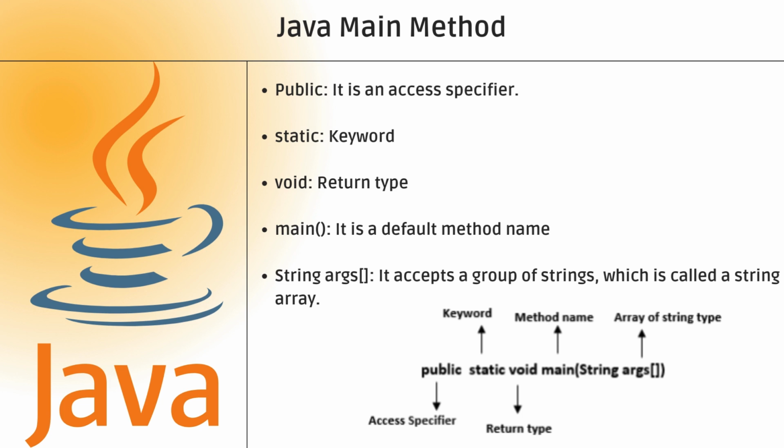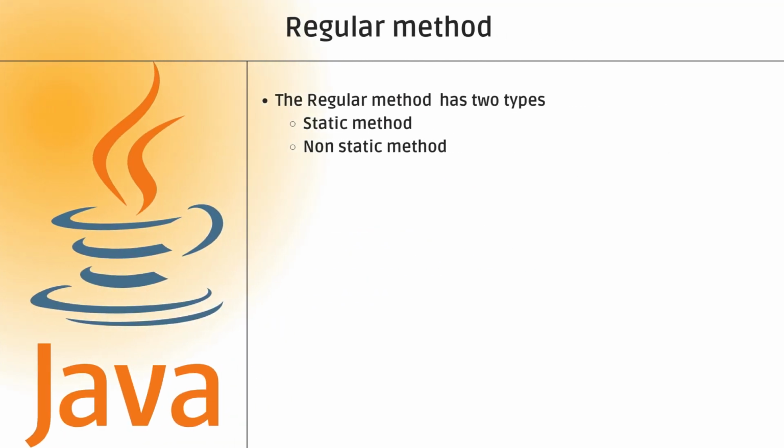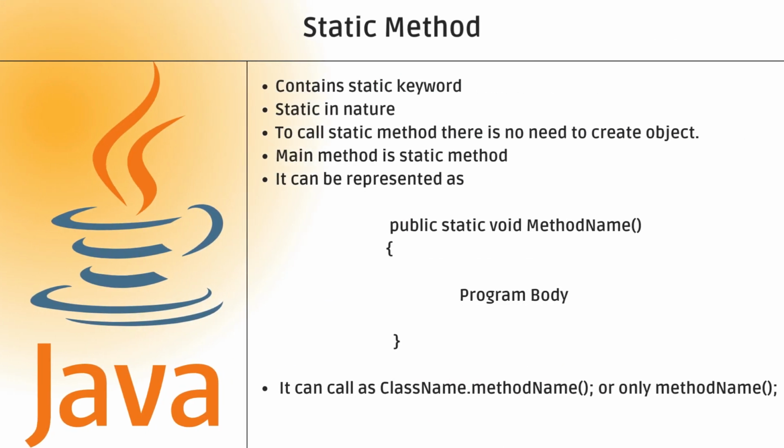And the last one we have is String array args. The main method also accepts some data. So you can enter any data in terms of a String array of arguments. So that's all about the main method. Hope you understand the syntax and the meaning of the keywords that are used in the main method. The second type we have is the regular method. This regular method has two types. One is a static method and another one is a non-static method. So let's see what is meant by static method.